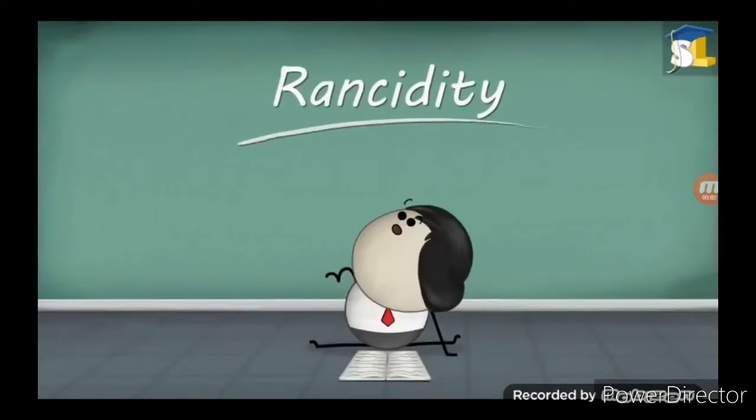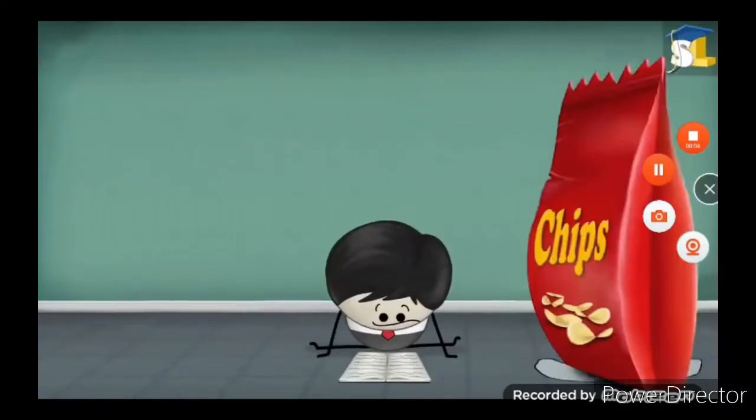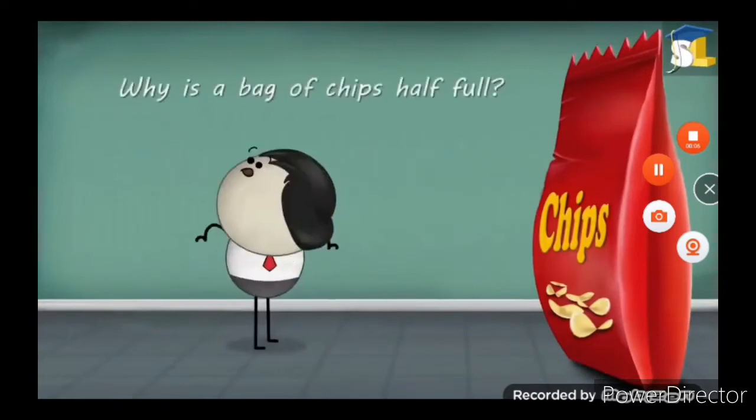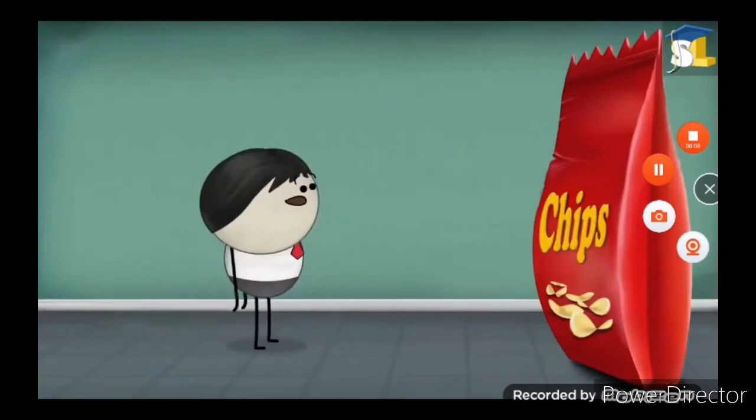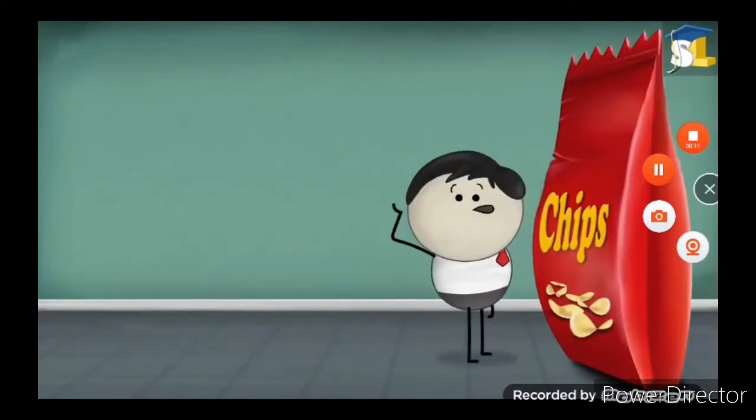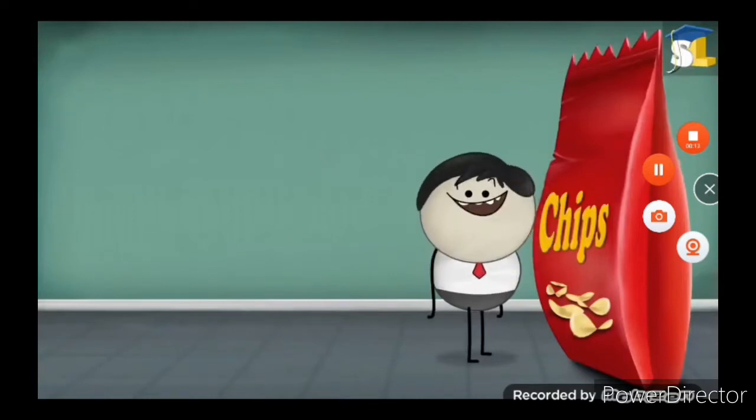Topic, rancidity. Why is a bag of chips half full? Looks like you don't believe me. Open the bag.